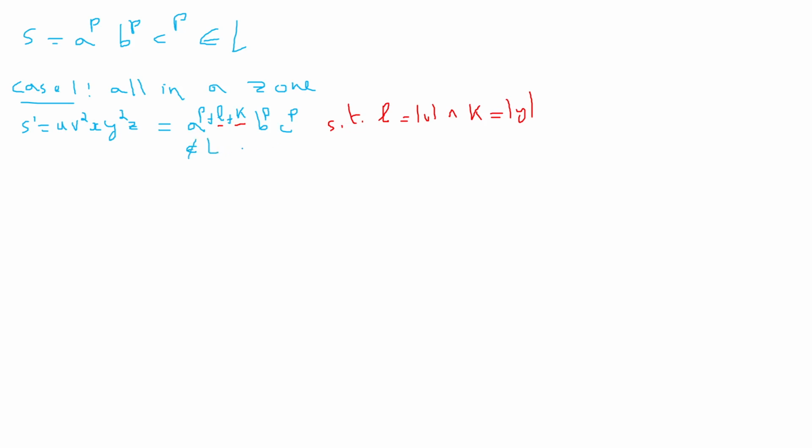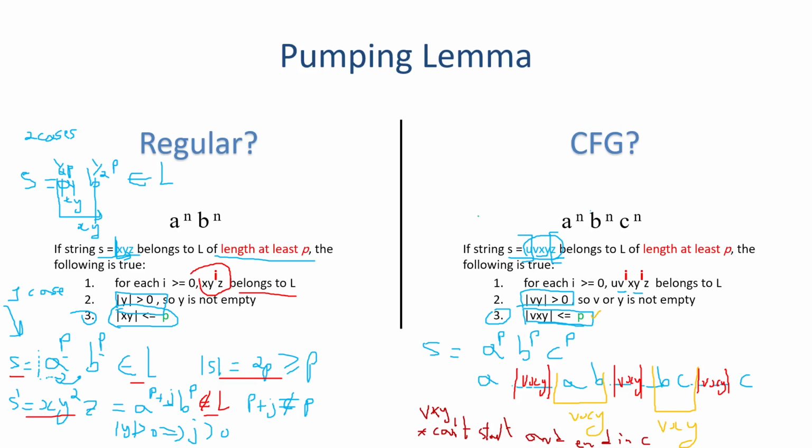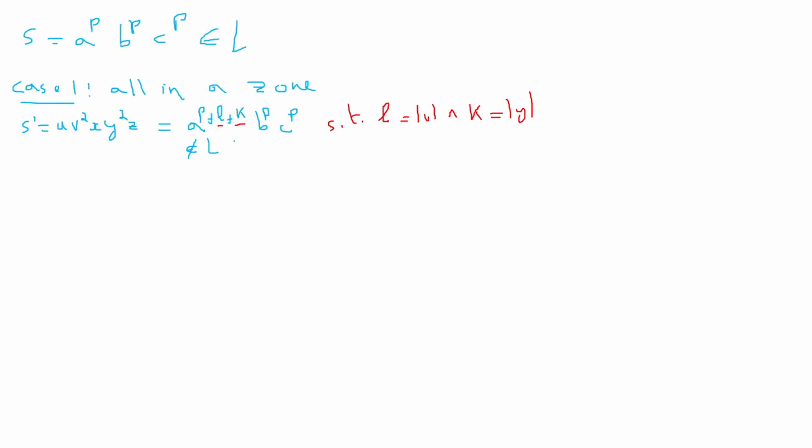Now, why does this new S prime not belong in our language? Well, rule 2 says VY has to be strictly positive. So since the size of VY is strictly positive, that means L plus K has to be strictly positive. Be careful, this isn't saying that both of them are strictly positive. V could be epsilon, and Y is everything that we're actually pumping, but at least one of them has to be strictly positive.